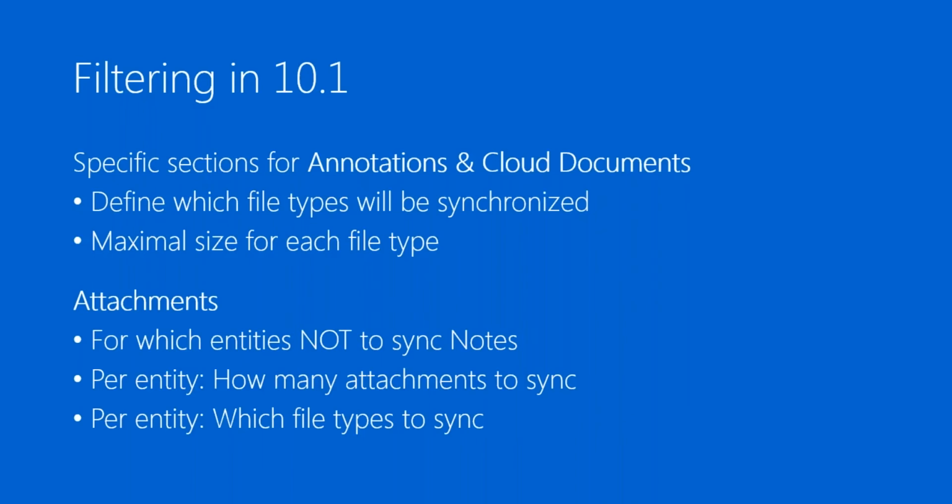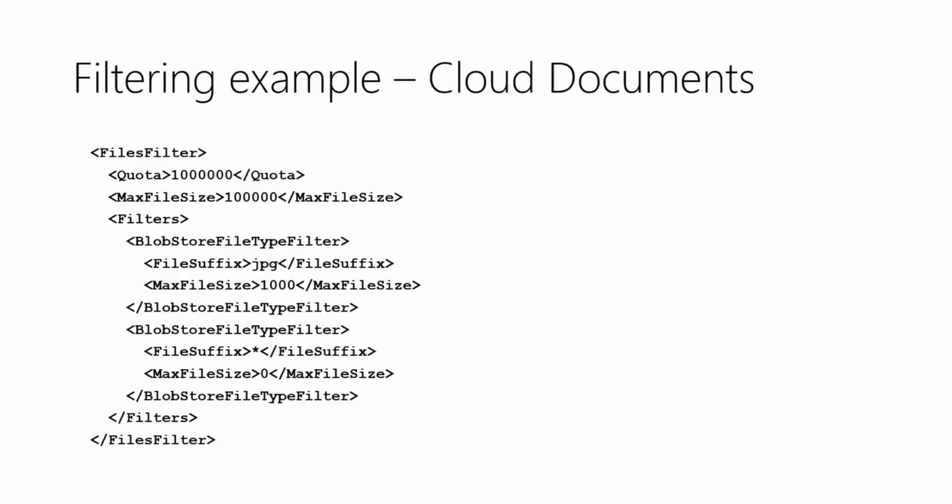You can define for which entities you don't want to synchronize notes. And for each entity, you can set up the maximum amount of attachments which will be synchronized. And for each entity, you can also set up which file types will be synchronized. At this moment, it is all defined by XML. Instead of showing you a demo of this, I will attach an example of such an XML file under the YouTube video, and all the attendees of the webinar will get it via email.